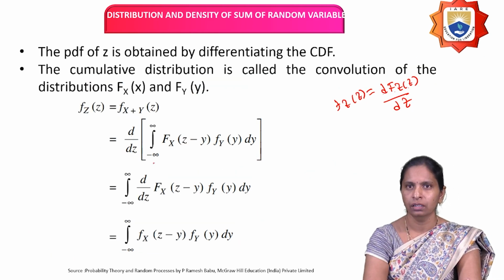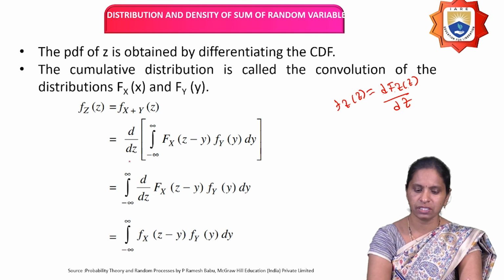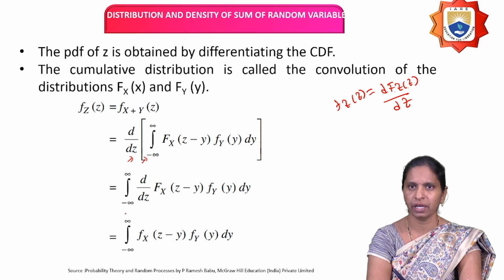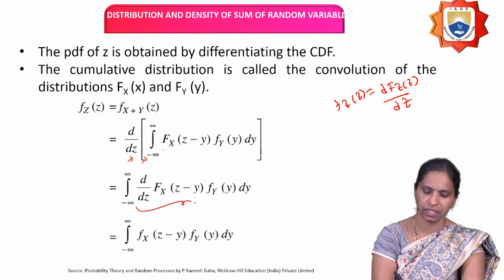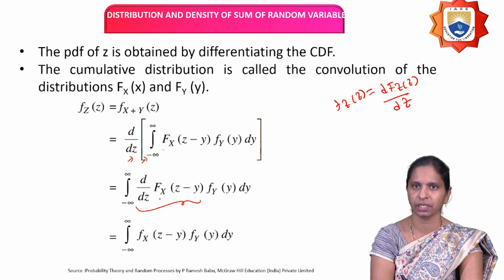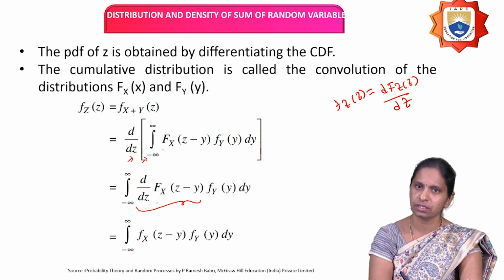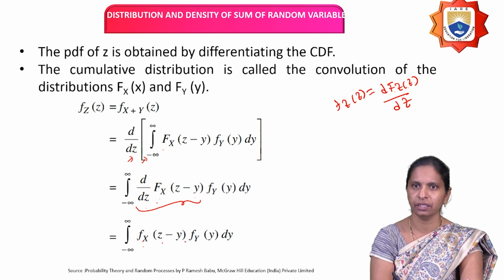Then, after that, just interchange the differentiation and integration. Then you can obtain the integration from minus infinity of d by dz of Fx of z minus y into fy of y dy. Now, what is the differentiation of the distribution function? That gives the density function. Therefore, what you get here is fx of z minus y into fy of y dy.